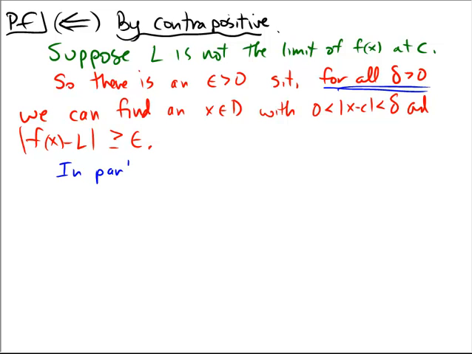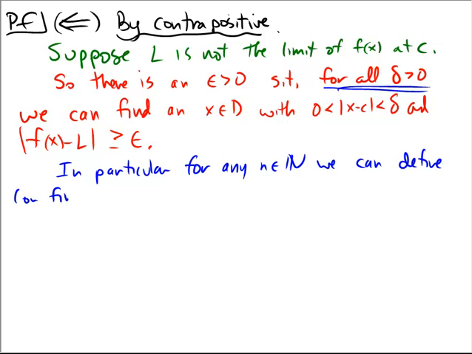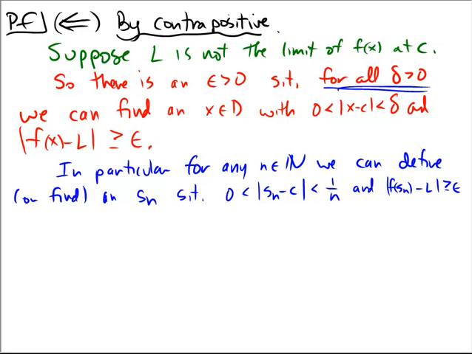So in particular, for any natural number n, we can find an Sn such that, well, we're going to make sure that we're not equal to c, and we're going to make sure that we're less than a certain bound: Sn minus c is less than 1 over n. It's true for any n. But on the other end, we know that f of Sn minus L will actually be bigger than or equal to epsilon. So since it's true for all deltas, we're just choosing the deltas that happen to form a sequence here, a sequence that strategically goes towards zero.